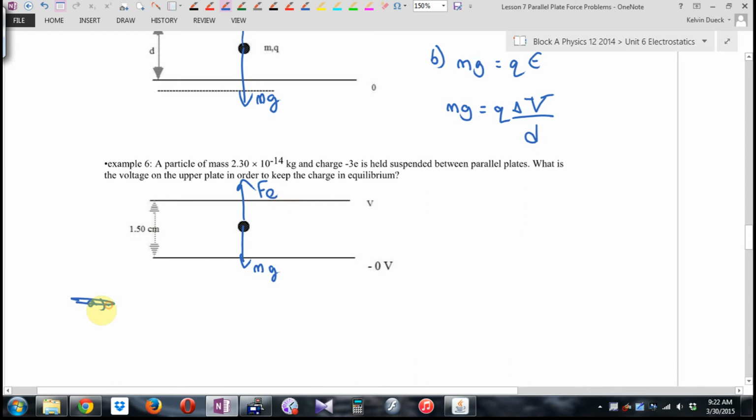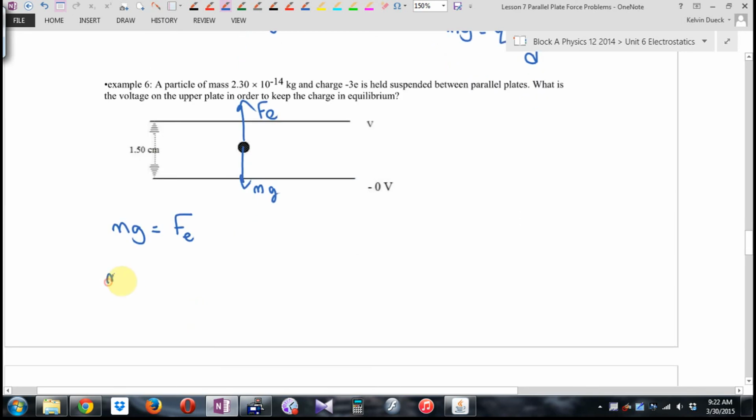I guess there is no part A. So my equation is this. Gravity equals electric force. Gravity equals QE, which is also electric force. Gravity equals Q, change in voltage, divided by distance.